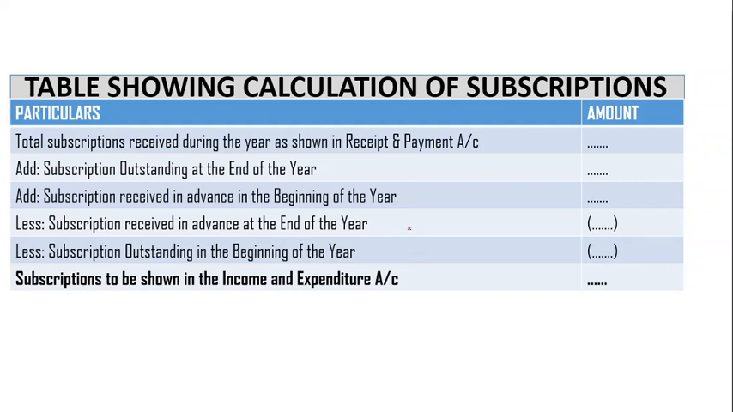And the one which is to be deducted is the advance at the end. Why are we deducting? Because advance at the end is meant for next year, it is not a current year amount. Same way, beginning outstanding is an outstanding of last year. If by chance you have received this amount, of course you have to deduct it, and it will not be shown in your income and expenditure account. So this is the amount finally which you are going to show in your income and expenditure account.